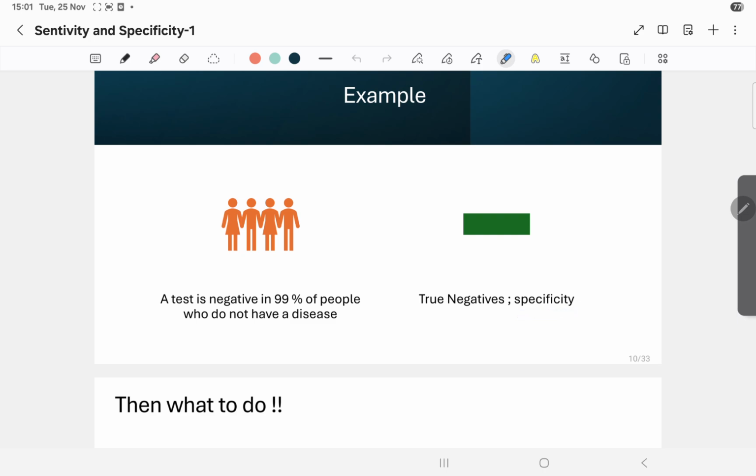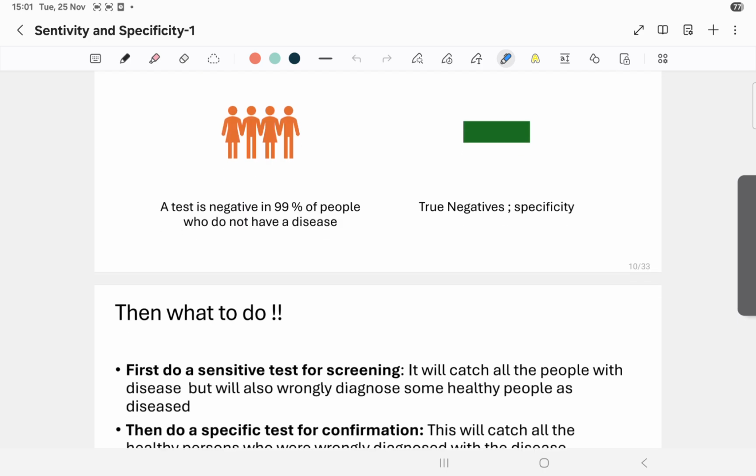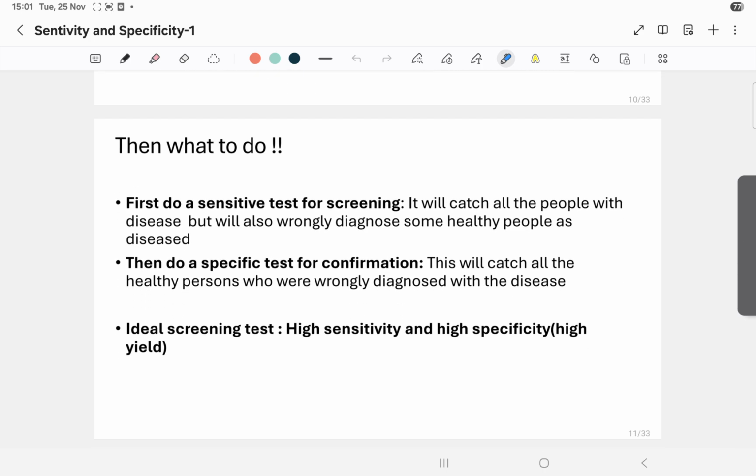So how do we implement these tests, specific test and sensitive test, in a clinical scenario or in the real world? First we do a sensitive test for screening. We do screening by sensitive test. It will catch all the people with the disease, but it will wrongly diagnose some healthy people as diseased. Then what we will do? We will do a specific test for confirmation. So what will this specific test do? It will rule out the disease in healthy people. It will catch all the healthy persons who were wrongly diagnosed with the disease using the screening test, the more sensitive test.